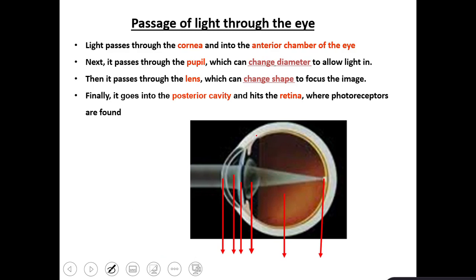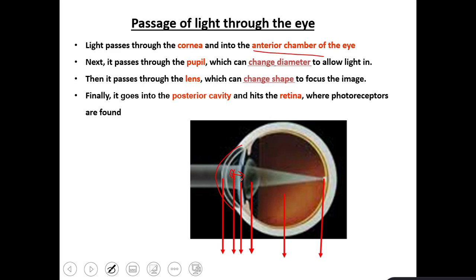Let's go with the light trip as it goes through the eye. So first it goes through the cornea of the eye, then to the anterior chamber of the eye, which is the chamber in front of the iris. Then it goes through the opening of the iris, which is the pupil, and the pupil is able to change diameter to be constricted or dilated, depending on the condition.